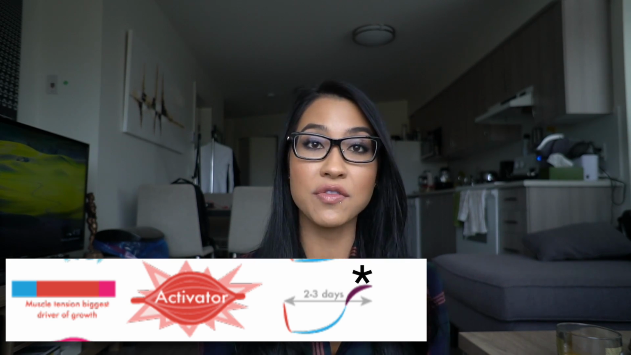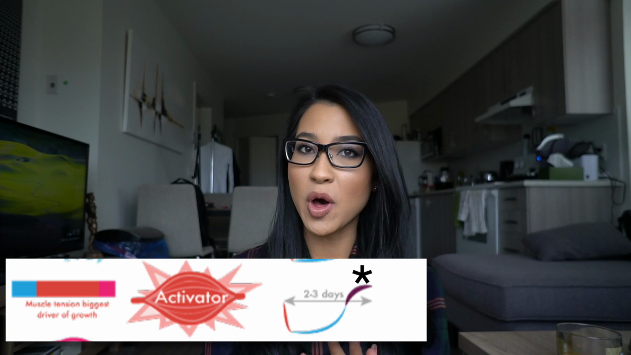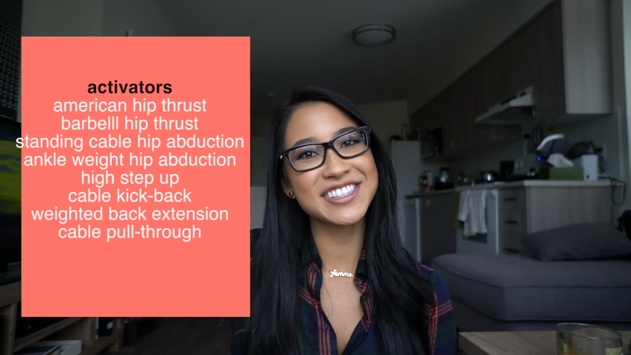Activators will have a peak tension when the muscle is shortened, and this high muscle tension and activation will prolong the adaptation time of the SRA curve and take roughly, and again, just a ballpark estimate, 2 to 3 days to return to baseline. And here are some examples of activators.